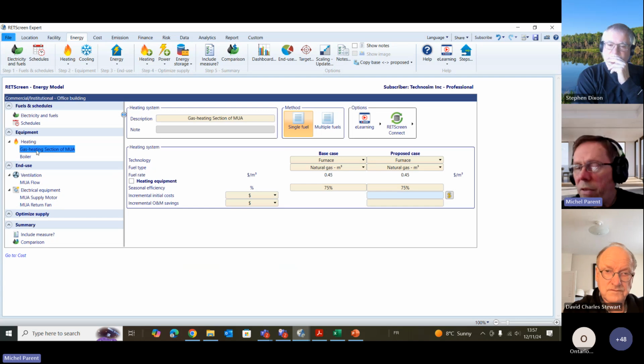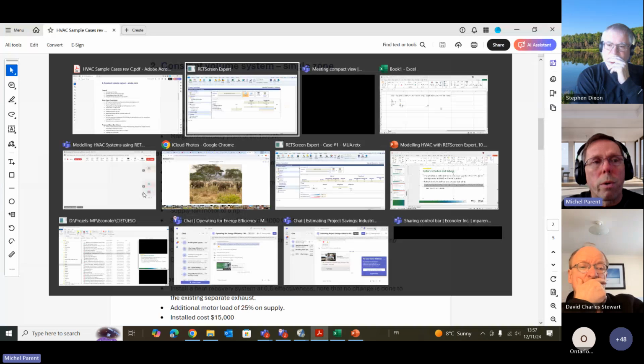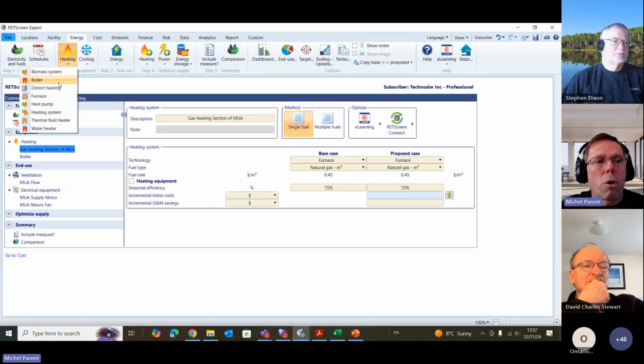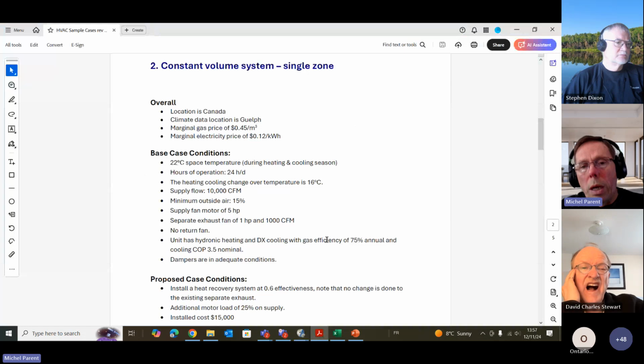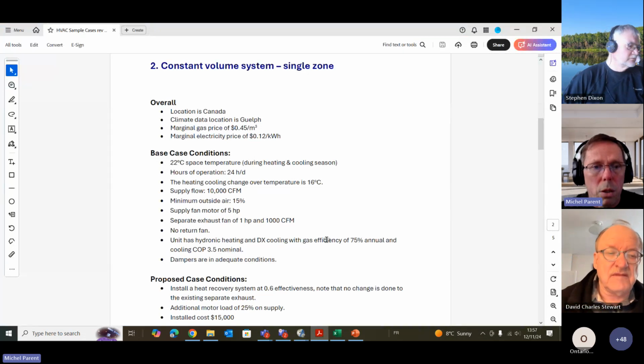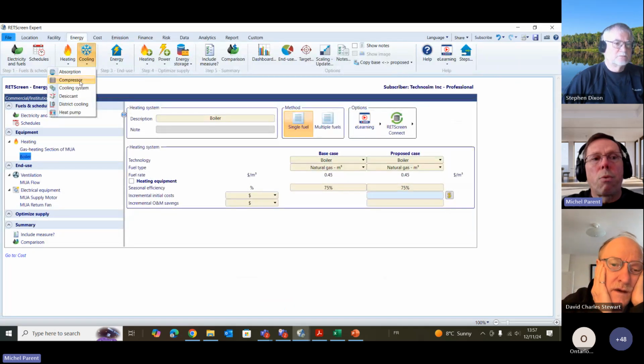But before, we're going to finish the equipment like Stephen mentioned. So we've defined our boiler. We went to the heating, we went boiler, we defined our boiler. Now we need to define the cooling section of that single zone. I'm going to call it the rooftop unit. So we're going to go into cooling, and it will be a compressor.